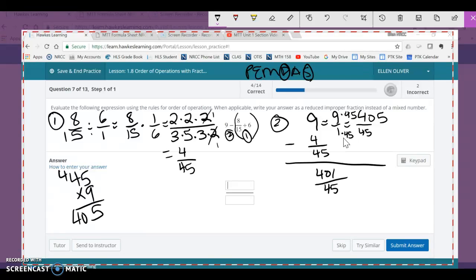So I'm doing in my head my test to see if I can reduce it. 45 is 3 times 3 times 5, right? 9 times 5. Yeah. So I only care if a 3 or a 5 go into my 401. Well, 5 doesn't because it doesn't end in 5 or 0. And remember the test for 3 is 4 plus 0 plus 1. Since 3 does not go into 5, 3 does not go into 401. So it's going to be 401 over 45.